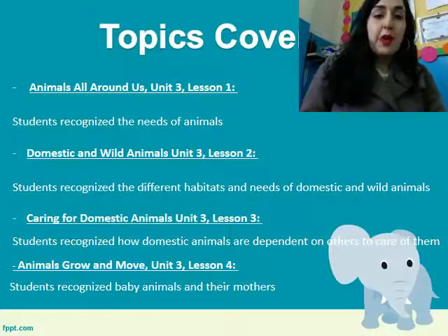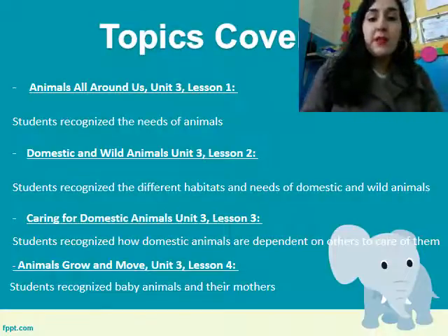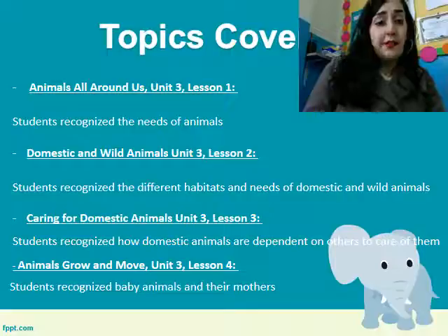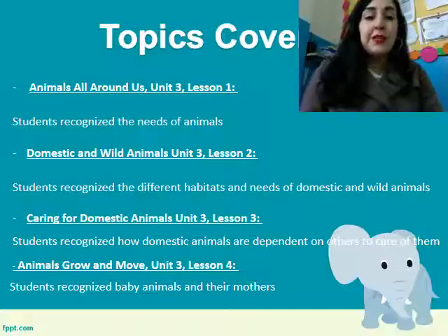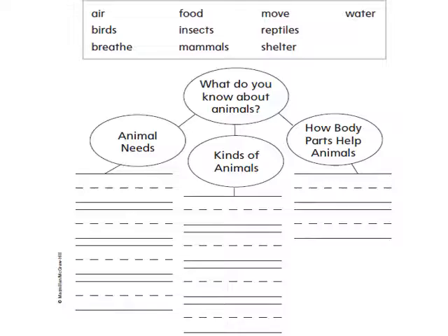We have animals all around us, Unit 3, Lesson 1. Domestic and Wild Animals, Unit 3, Lesson 2. Caring for Domestic Animals, Unit 3, Lesson 3. Animals Grow and Move, Unit 3, Lesson 4. Let's begin. So before we begin our worksheet, here we have our little bubble chart with our main topic at the top and then our subtopics on the bottom.